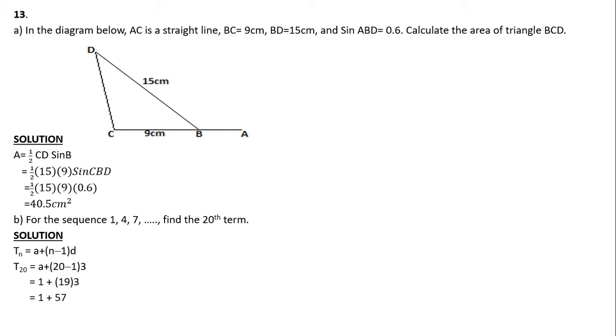19 times 3 is giving us 57. 1 plus 57 is giving us what? 58. Therefore, the 20th term is 58. We continue. We are having question 14.